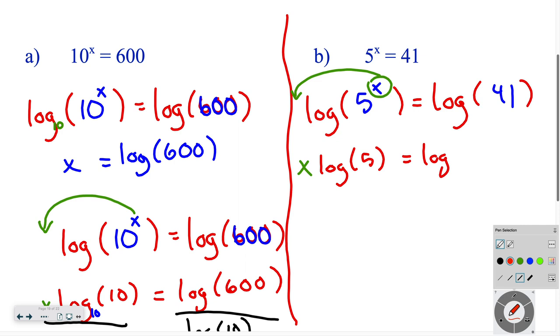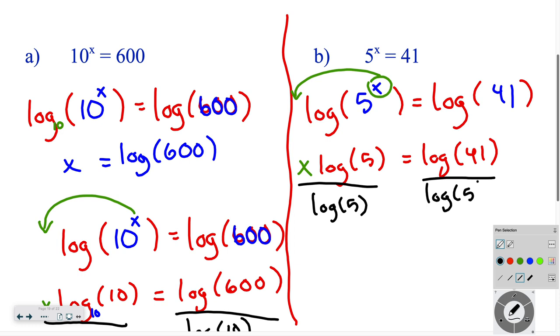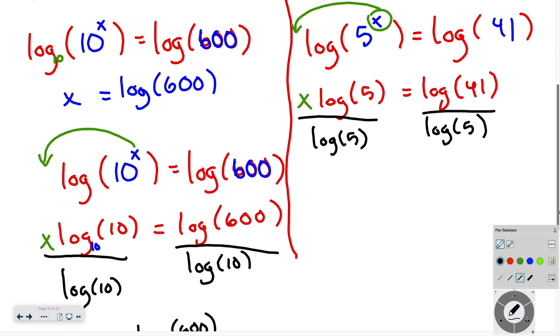equals log of 41. I'm trying to isolate x, so in order to do that, I'm going to divide the log of 5 on both sides of the equation. It simplifies to 1 right there, so now I'm dealing with x equals, in the numerator, I have the log of 41, and in the denominator, I have the log of 5. This is the exact answer. It doesn't simplify any further than that. That's what we have.